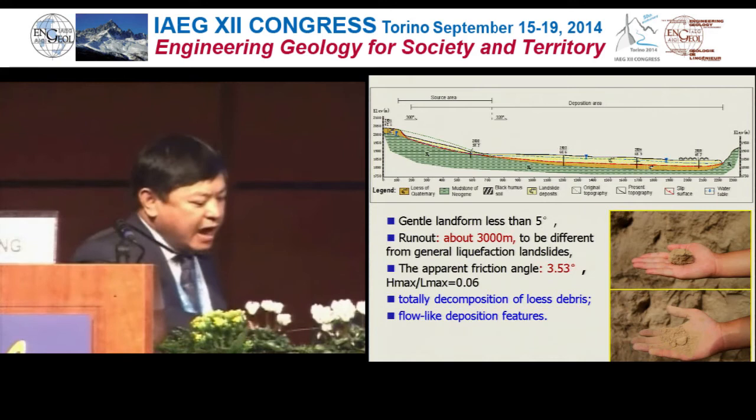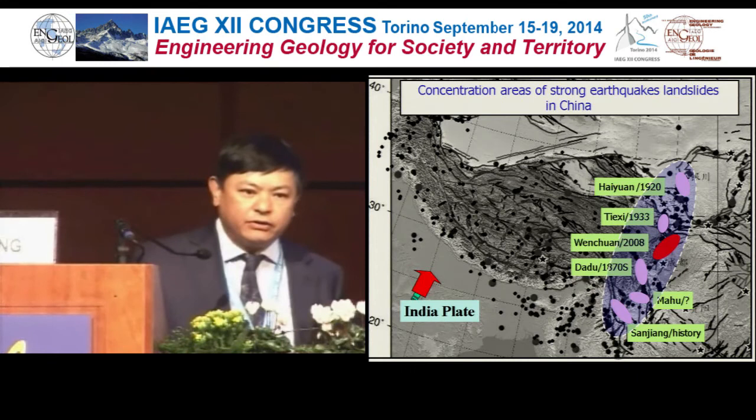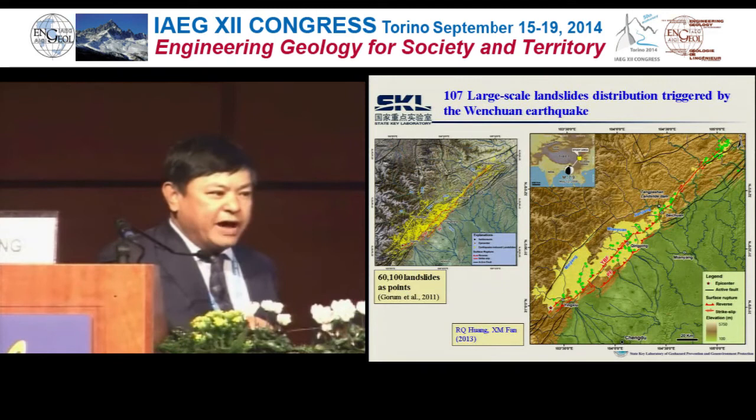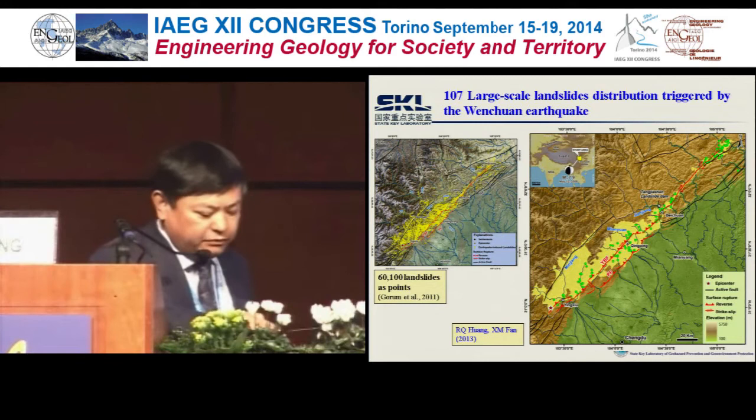And the next area I will introduce is the Wenchuan earthquake. You know, this is 2008. It's a very huge disaster. And the magnitude of the earthquake is 8. So this map shows the large-scale landslides triggered by this strong earthquake. It totally triggered about 107 large-scale landslides, and most of them are distributed along the earthquake fault.